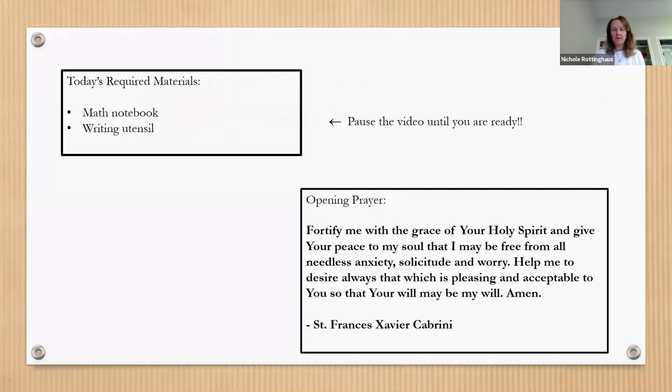In the name of the Father, and the Son, and the Holy Spirit, amen. Fortify me with the grace of your Holy Spirit, and give your peace to my soul, that I may be free from all needless anxiety, solicitude, and worry. Help me to desire always that which is pleasing and acceptable to you, so that your will may become my will. Amen. In the name of the Father, and the Son, and the Holy Spirit.